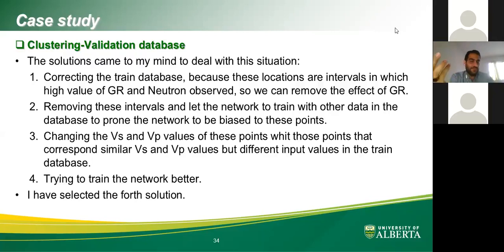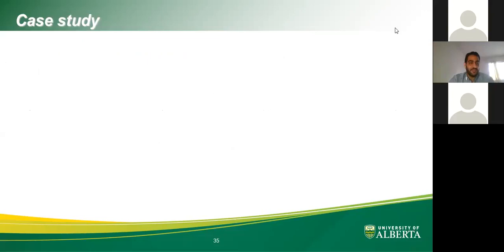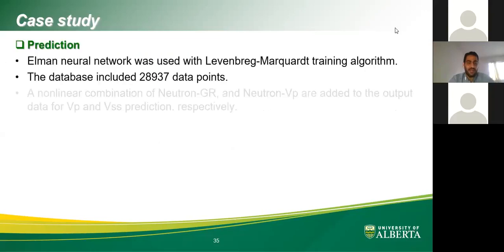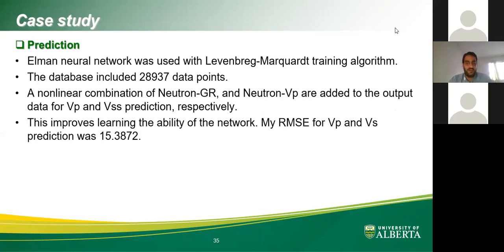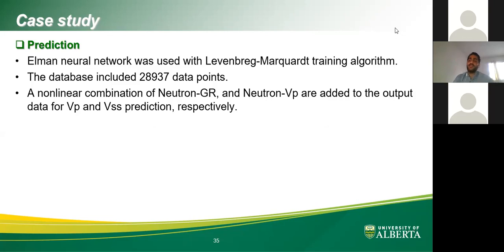And the fourth solution is trying to train the network better. Actually, I selected the fourth solution. In the prediction step, I used an Elman neural network with the Levenberg-Marquardt training algorithm. The database included about 30,000 data points. And now, this is the point that I'm talking about, trying to train the network better. You cannot find such a thing in all machine learning books. It's somehow about my experiences.